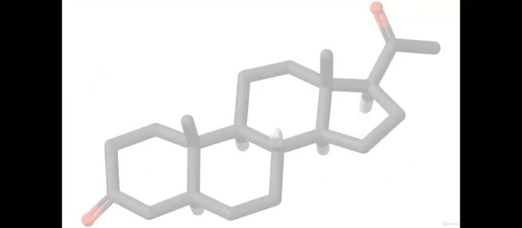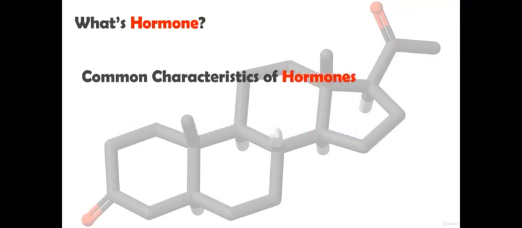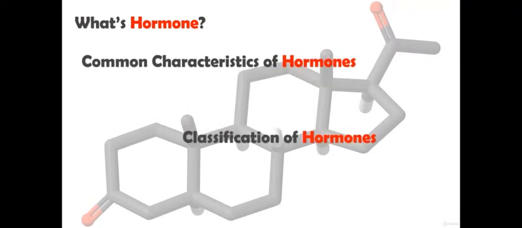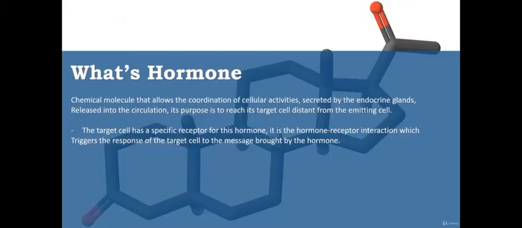In this lesson, we are going to talk about what a hormone is, the common characteristics of hormones, and finally, the classification of hormones. What is a hormone? It is a chemical molecule that allows the coordination of cellular activities, secreted by the endocrine glands and released into the circulation. Its purpose is to reach its target cell, distant from the emitting cell. The target cell has a specific receptor for this hormone. It is the hormone-receptor interaction which triggers the response of the target cell to the message brought by the hormone.